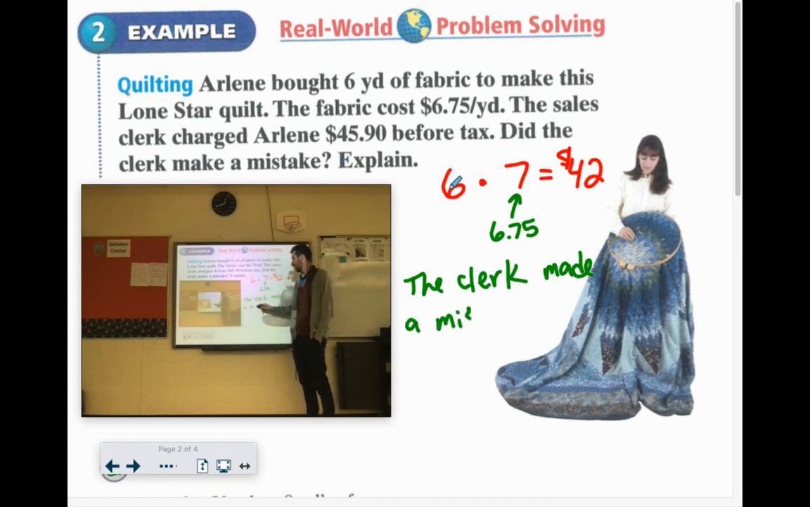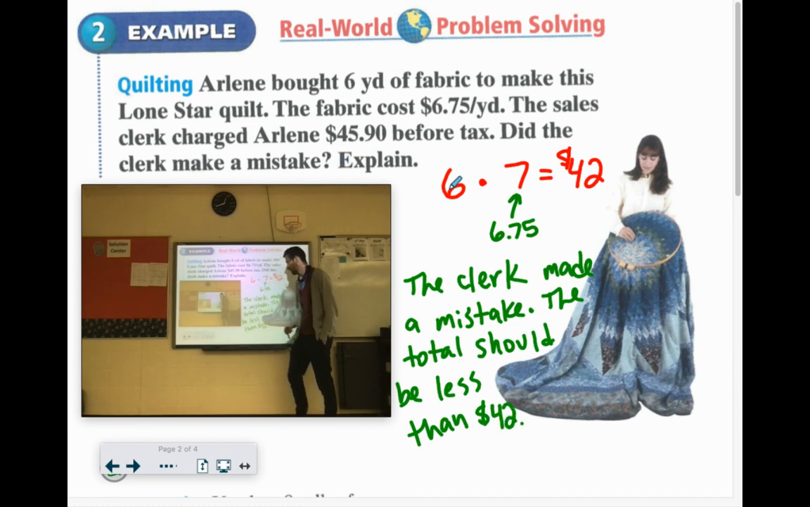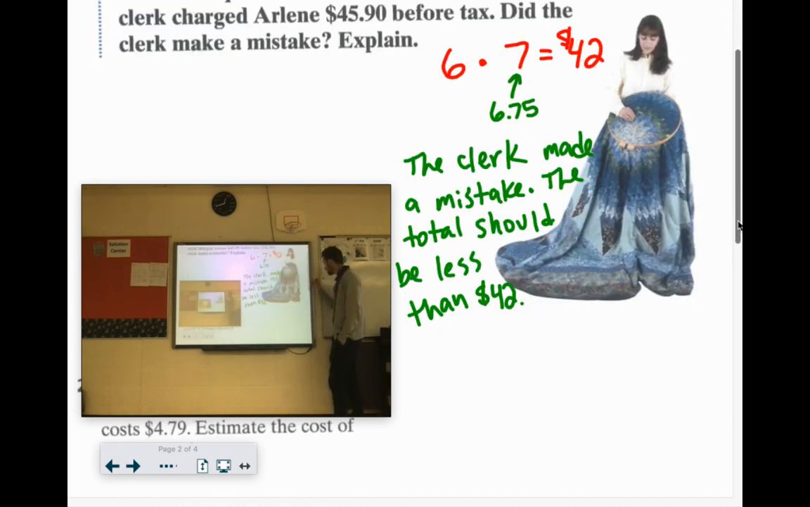We all do, right? The total should be less than $42. And yeah, that's a great deal for a Lone Star quilt like this. $42? You serious right now?